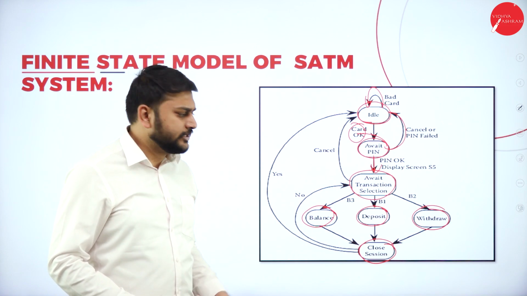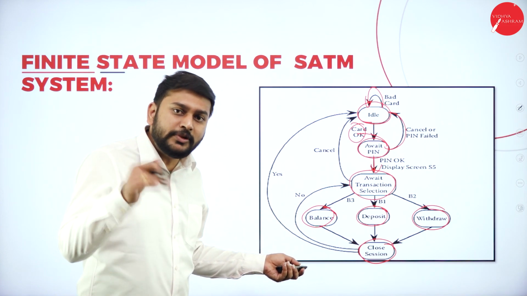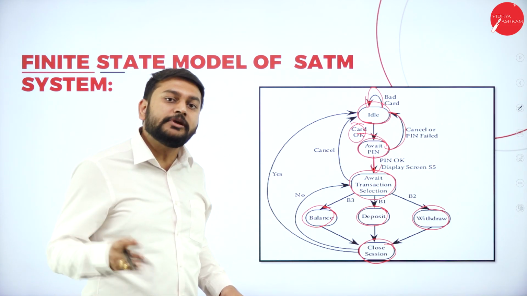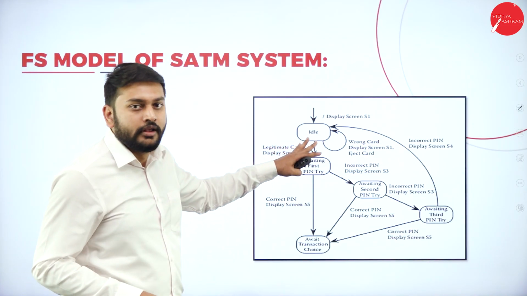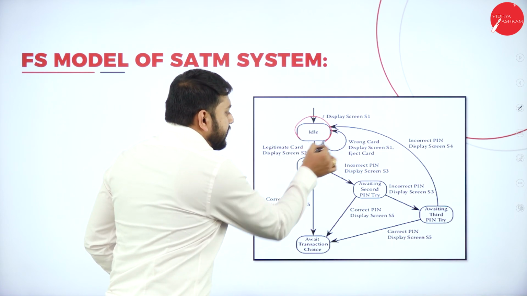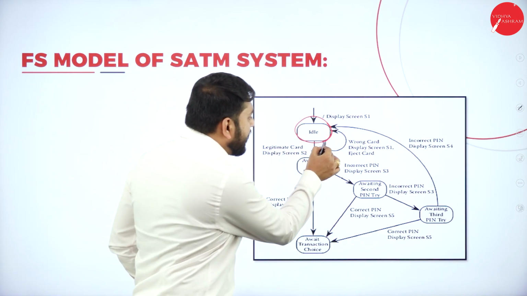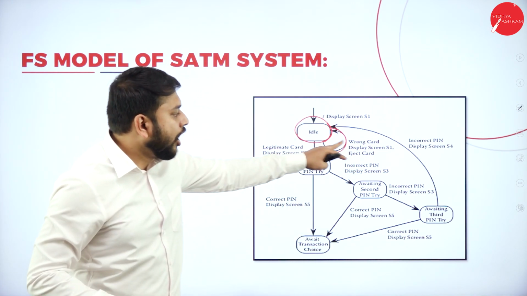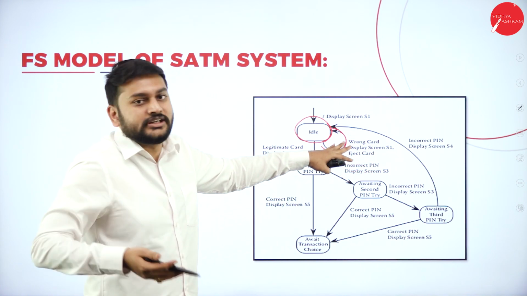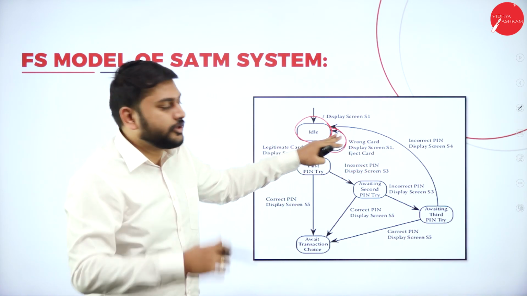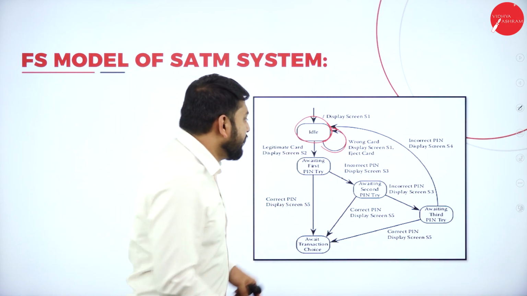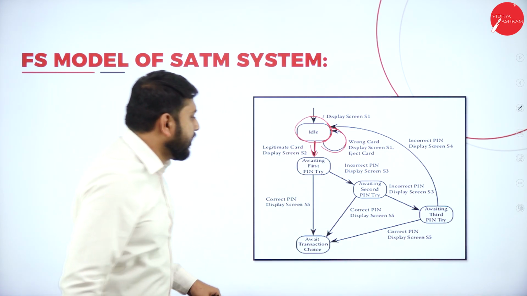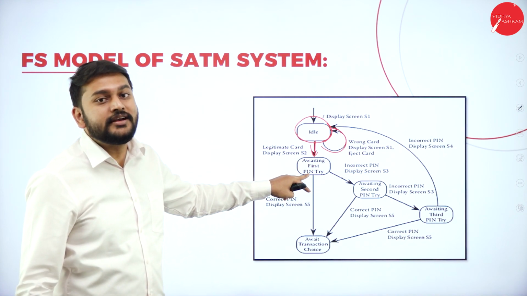All right guys, now I have shown you this. Let me decompose this and give it in detail in this next diagram. Please observe here. I have the idle state, and in this idle state, I'm again going back to the idle state. Wrong card or display screen, eject card. Wrong card, visiting card: at that time, it will go back to the idle state. After that, suppose imagine the card is okay. So waiting for the first pin entry.